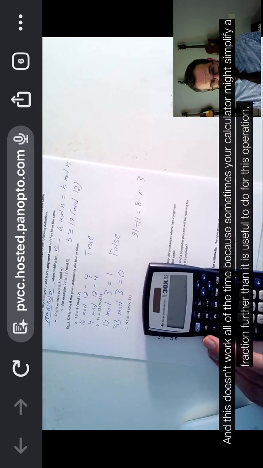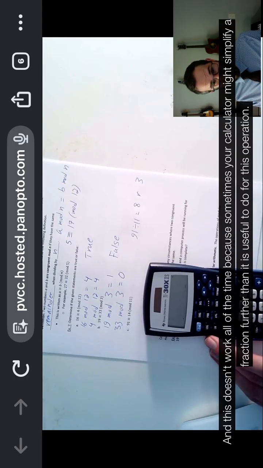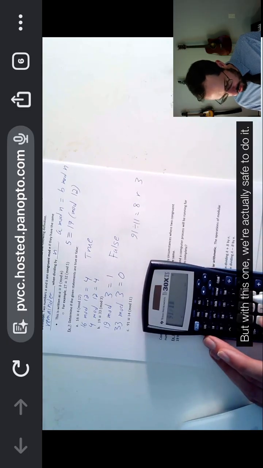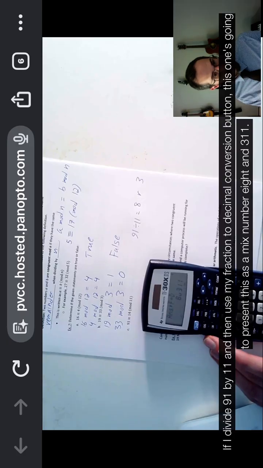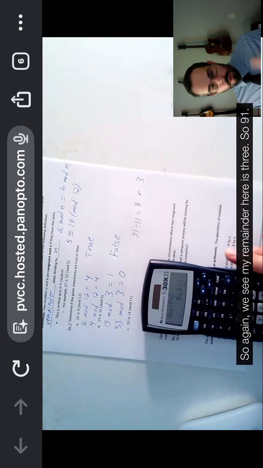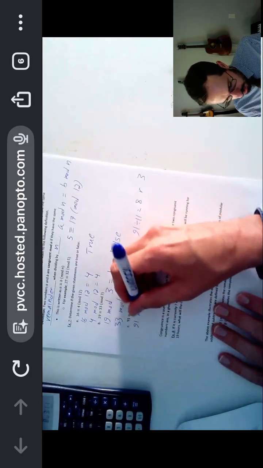The other way, and this doesn't work all the time because sometimes your calculator might simplify a fraction further than is useful for this operation, but with this one we're actually safe to do it. If I divide 91 by 11 and then use my fraction to decimal conversion button, this one's going to present this as a mixed number, 8 and 3/11. So again, we see my remainder here is 3. So 91 mod 11 is equal to 3. That's the remainder when I divide 91 by 11.